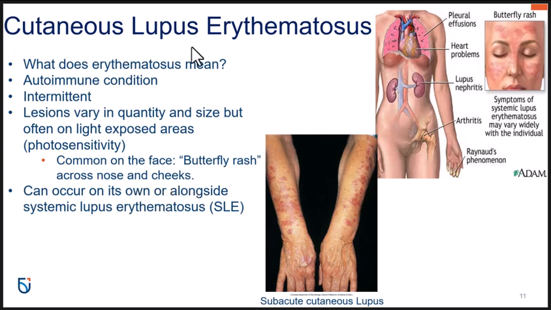Now, cutaneous lupus erythematosus can occur just on its own, or it can occur alongside another condition that you've heard of, which is systemic lupus erythematosus. So these are different conditions, but they can be related. You could have this skin condition on its own, or you could have systemic lupus erythematosus that also causes cutaneous lupus erythematosus. And whereas this condition affects the skin, this condition can affect organs in the body as well.